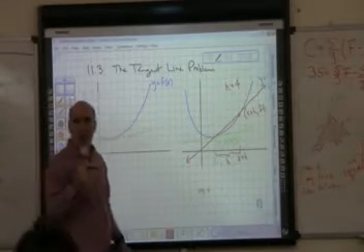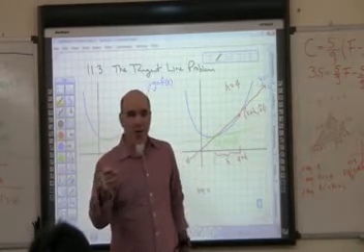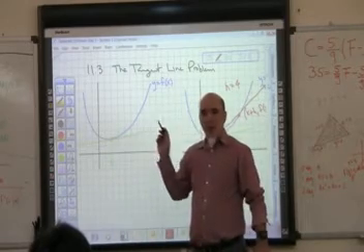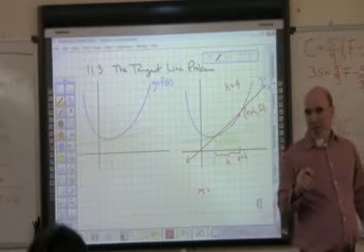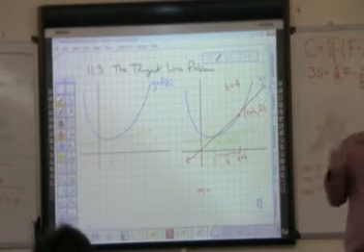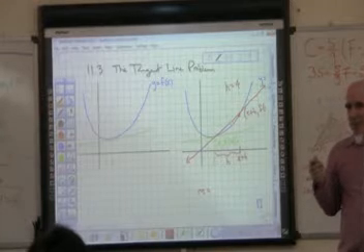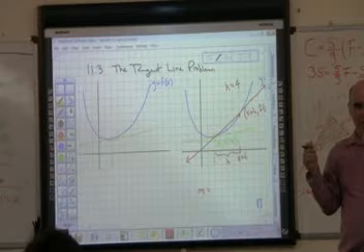To find the slope of a line, how many points do you need? You need 2. And unfortunately, I have this line that is tangent to my graph at one point, and that's the only point I have. So it's hard for me to find the slope of that line because I need 2 points. And I don't have another point.